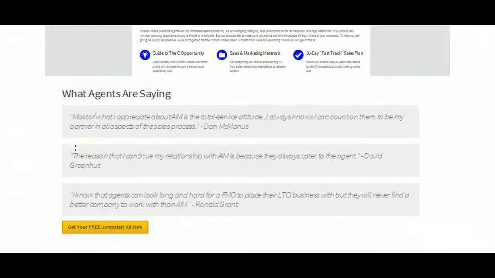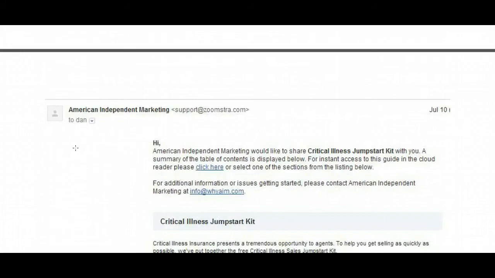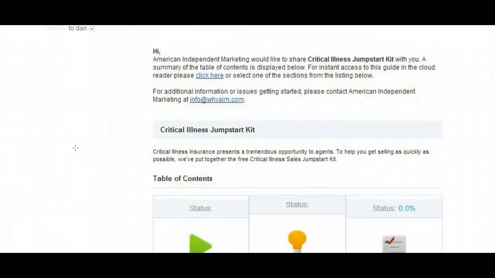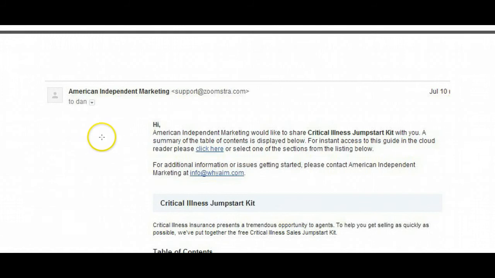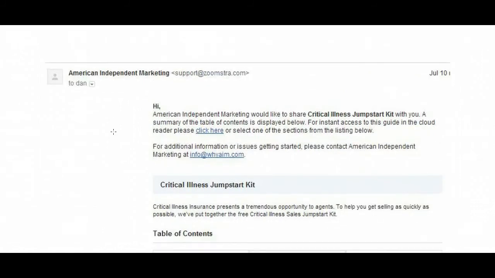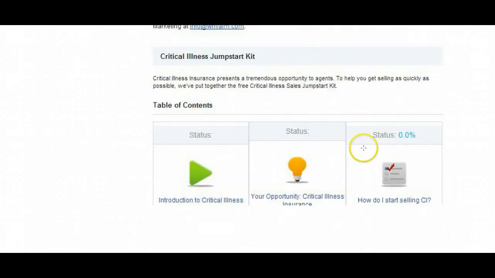Now, this process that they're following with the next ad is much better, because now I get some time to digest this, and I get to learn more about AIM, and I get to learn more about their products before they try to sell me. It's just the process of nurturing. So this is the email I got. American Independent Marketing would like to share Critical Illness Jumpstart Kit with you, and it gives me an idea of what's in the kit. I've never heard of a Jumpstart Kit before, but it's basically an online workbook. It's a great way to teach me something about the product and to get me familiar with AIM.